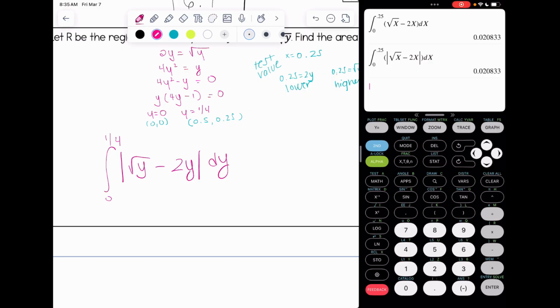Okay, if you take a look at the right-hand side of my screen at the calculator, you'll see that I typed both of them in, one without the absolute value bars because I did know and I tested to figure out which one is the upper function, and then one with our workaround with the absolute value bars. And you can see here that I am getting the same answer. So our answer to this question is, to 3 decimal places, 0.020, or 0.021 if you are rounding.